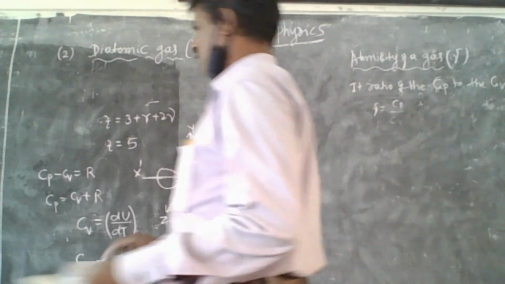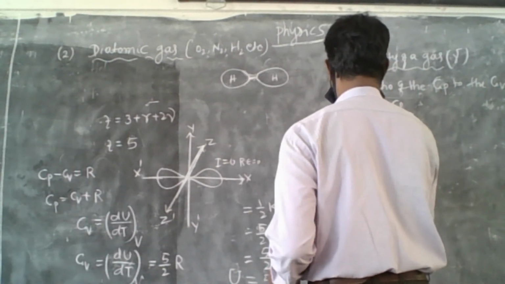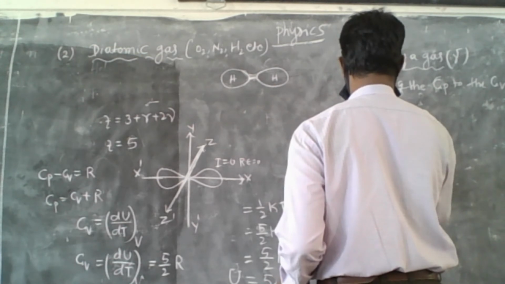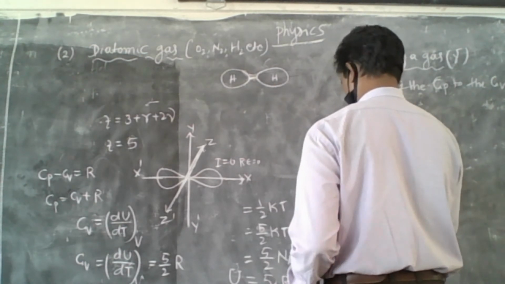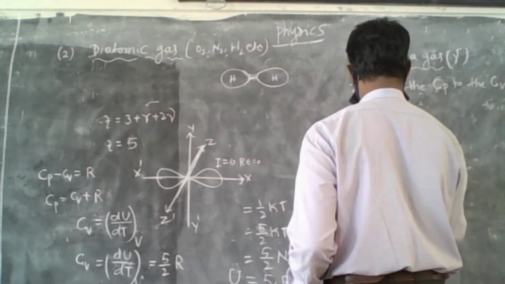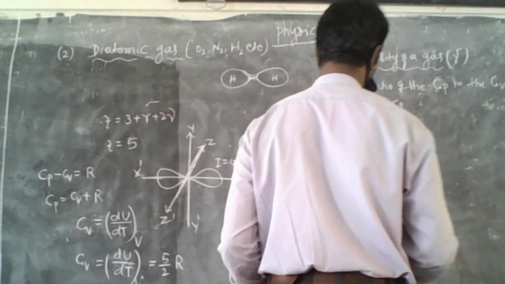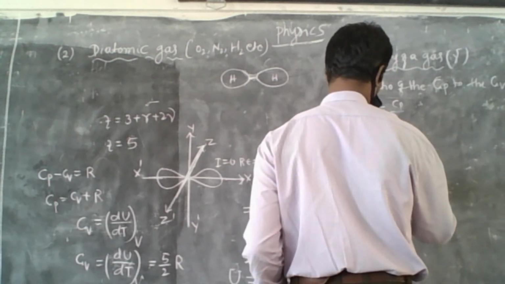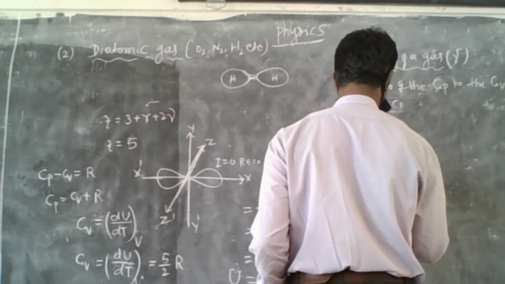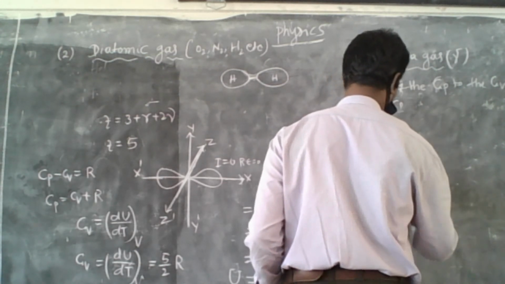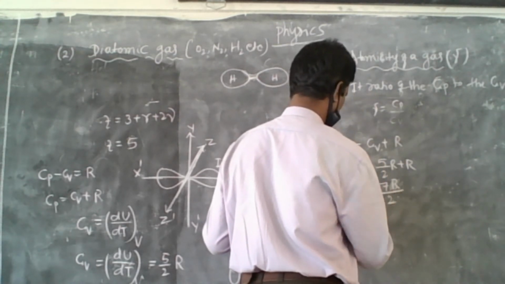Then what does Cp become? Cp equals Cv plus R. Cv equals 5 by 2 R, plus R equals 2R plus 5R, that is 7R divided by 2. So this is the Cp.